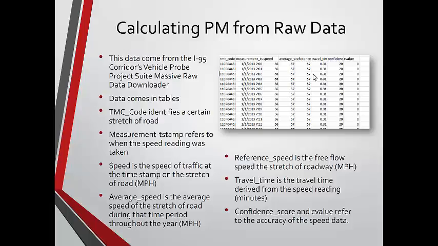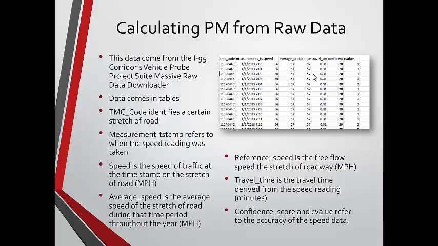You'll have a TMC code. A TMC code is basically the way the travel time community segments roadways by beginning and ending location and by direction. So it's a standard for geographically capturing a portion of a directional roadway. You have a time, you'll have the average speed that they derived, and the travel time which they derive.